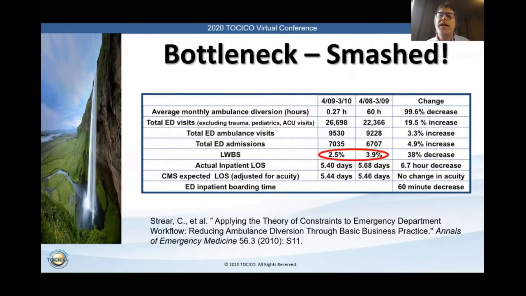Our rate of patients who left the ED without being seen decreased by almost 40%. Our inpatient length of stay decreased by 6.7 hours for each patient admitted during the entire year. It's interesting to note that in our hospital at that time, the bottleneck was an inpatient bed, and this improvement by far had the greatest effect on flow throughout the entire system. Our ED boarding time decreased by an average of 1 hour per patient, and all these changes resulted in a savings of over $3 million in the first year. All of this occurred during an increase in patient volume, an increase in ambulance traffic, and an increase in admissions.